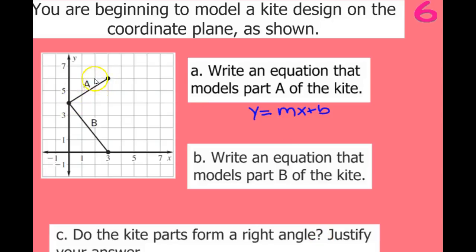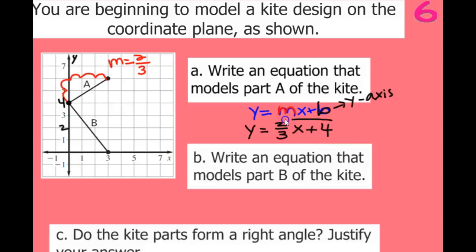Here's line A. First we need to find our slope, or m. So I'm just going to count rise over run. Rise, 1, 2. And we're running 1, 2, 3. So our slope is 2/3. And our b, where we're crossing the y-axis, or our y-intercept, is right here. That would be really at the number 4. We're crossing the y-axis at 4. So our equation would be y equals m, which is 2/3 x, plus b, which is 4. There's an equation of the first line.